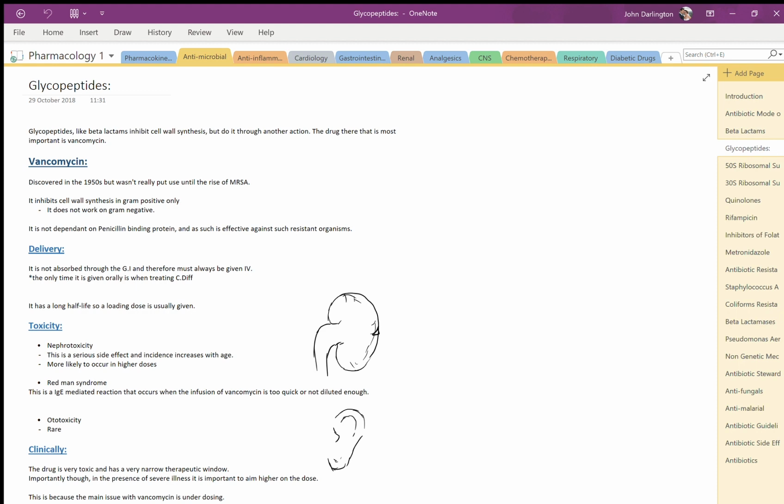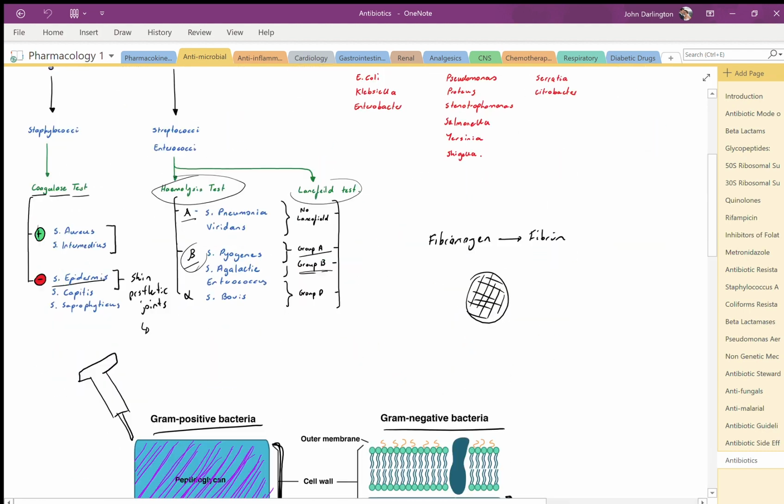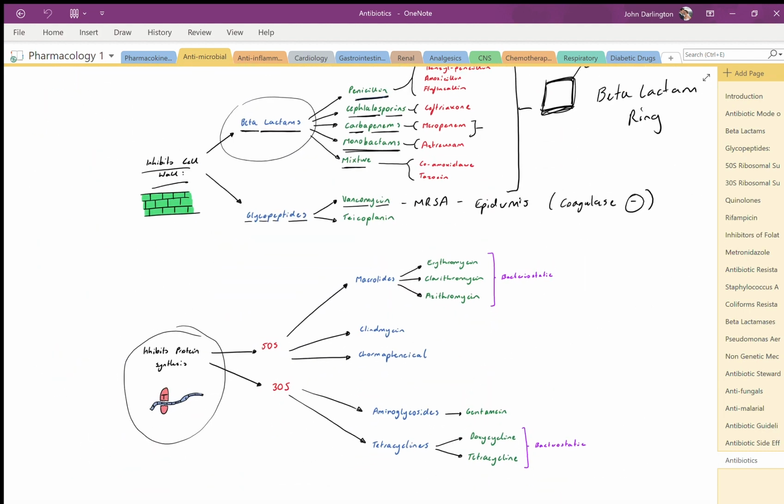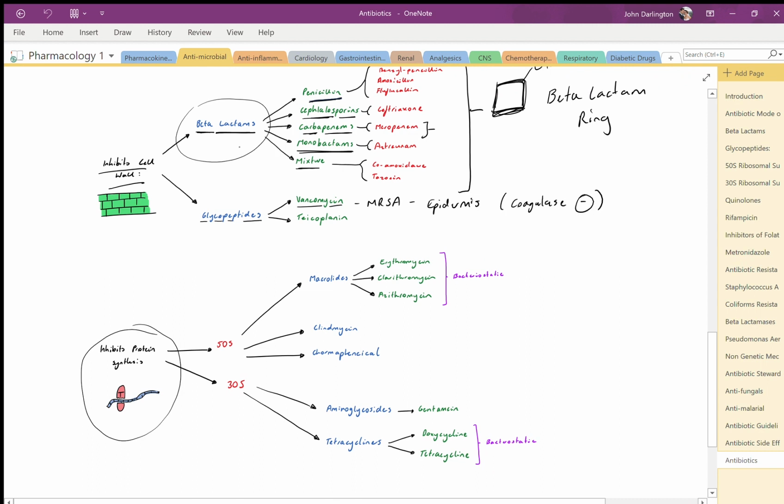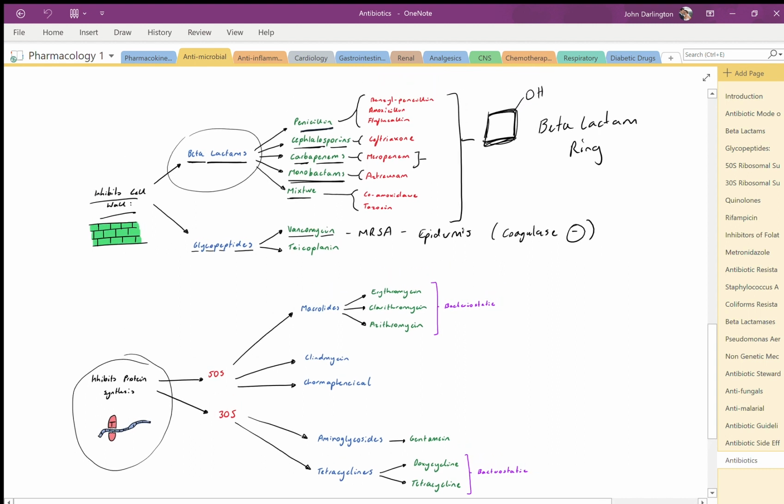So the next one, I'll just take you back actually to the classifications that we looked at in the first video. We talked about beta-lactams, which were a branch off cell wall inhibitors, which destroy the cell wall and cause the bacteria to lyse. There is another type of cell wall inhibitor, and these are glycopeptides. Now we discussed that beta-lactams work by inhibiting the transpeptidase enzyme, which blocks the way that the wall forms. Glycopeptides work in a very different way.